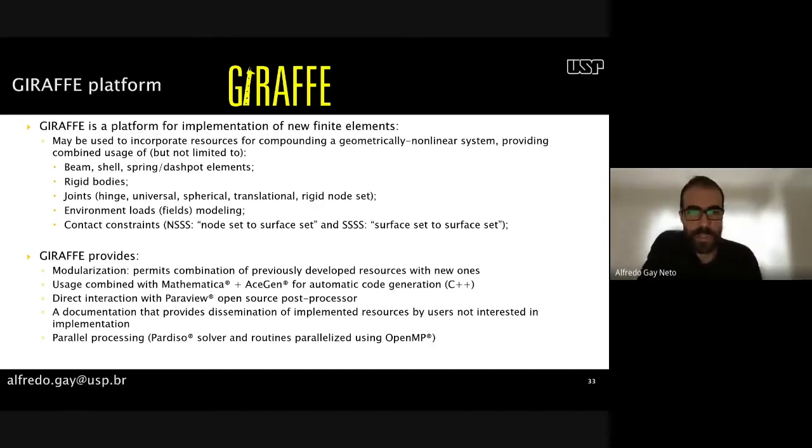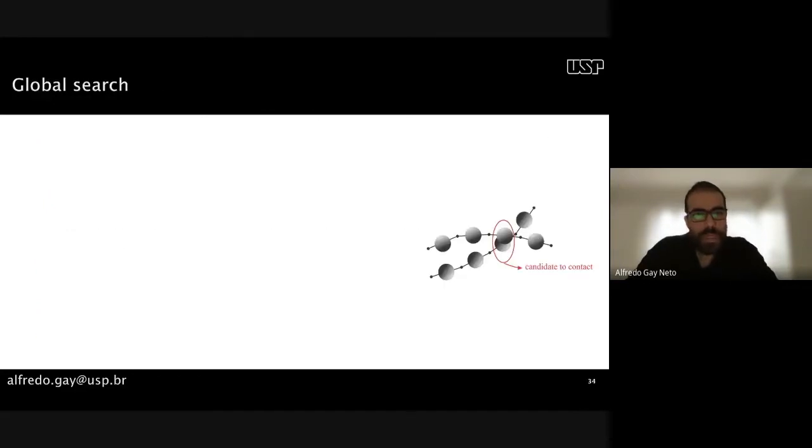We can make our own platform, as we are doing with Giraffe, which is written in C++, and use AceGen and its framework to automatically generate some parts of the code to make things easier. Okay, so that's the basic idea. For the rest of my presentation, I will show some examples and how the master is managing some kinds of contact.